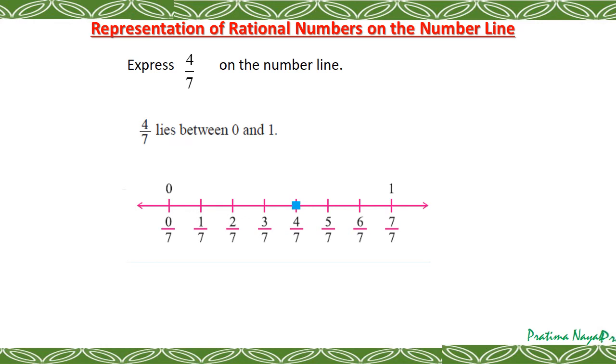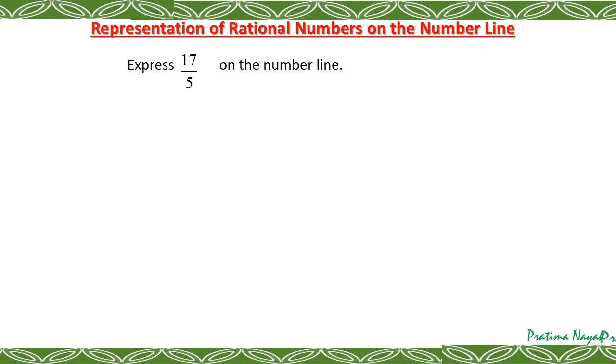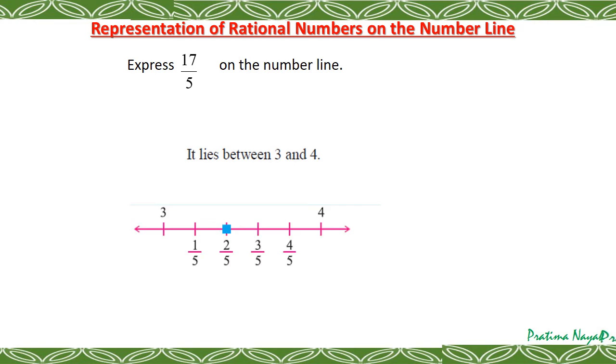So next, we'll mark 4/7. So 4/7 is the number we marked. Next, you mark 17/5 on the number line. So we'll divide the space between 3 and 4 into 5 equal parts. We'll mark from the left 3 and 1/5, 3 and 2/5, 3 and 3/5, 3 and 4/5. So the blue mark is your 17/5, or 3 whole 2/5.